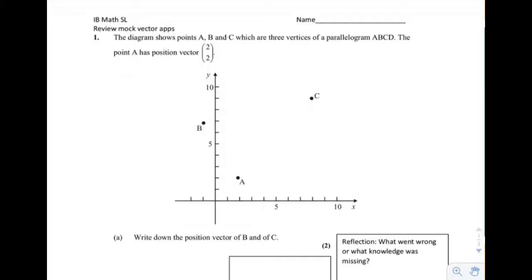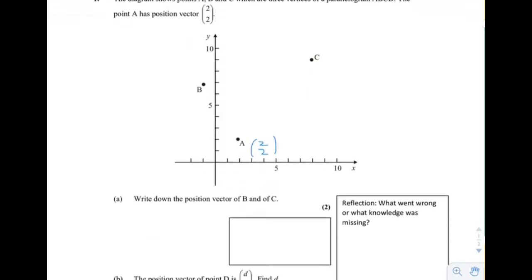Solutions for the review mock exam for vector apps. The diagram shows points A, B, and C, which are three vertices of a parallelogram ABCD. The point A has position vector (2, 2). And then it says write down the position vectors of B and C. No graph paper here, but I think we can still figure it out.